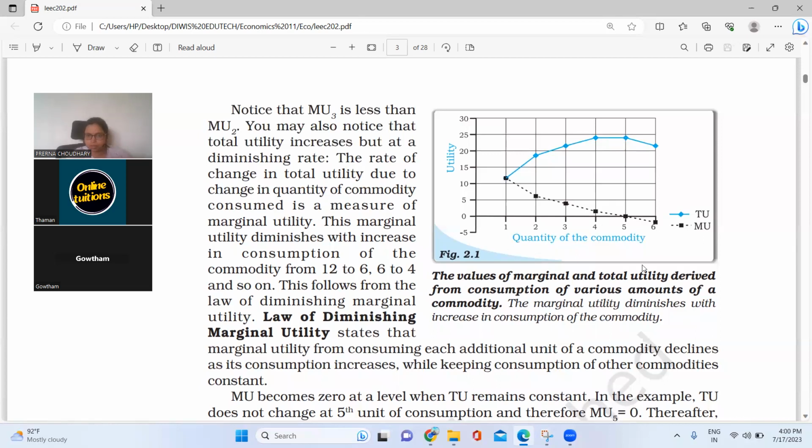Ma'am, here it's written the value of marginal and total utility derived from the consumption of various amounts of a commodity. The marginal utility diminishes with increase in consumption of the commodity. Everywhere it's written like this. You just understand the concept and write it in terms of economics. That's it.